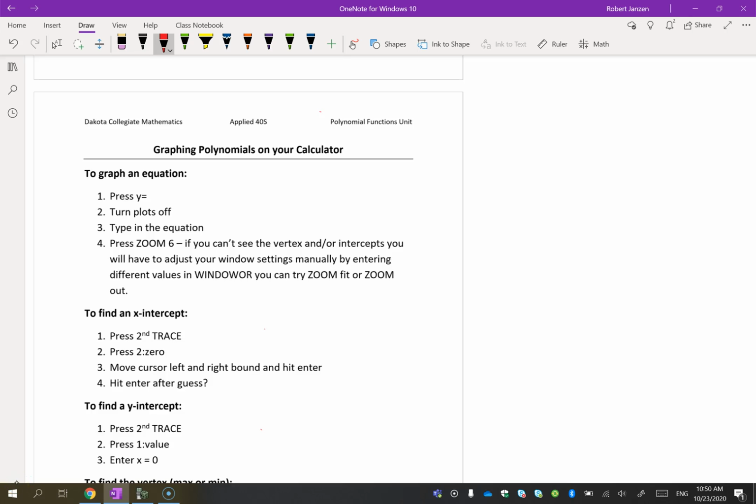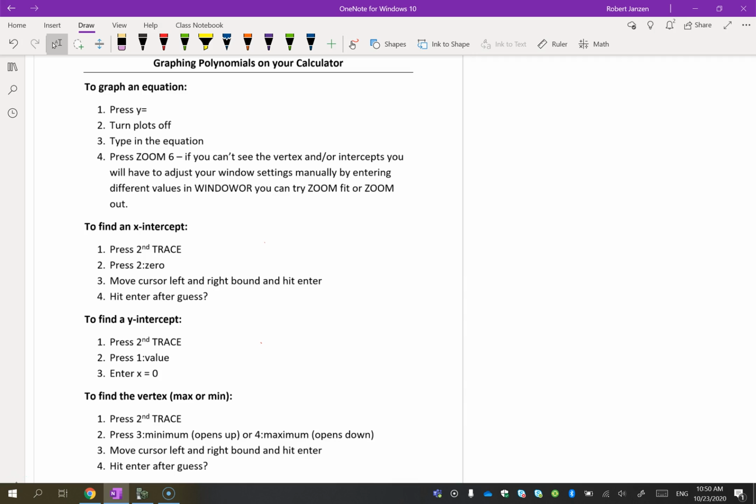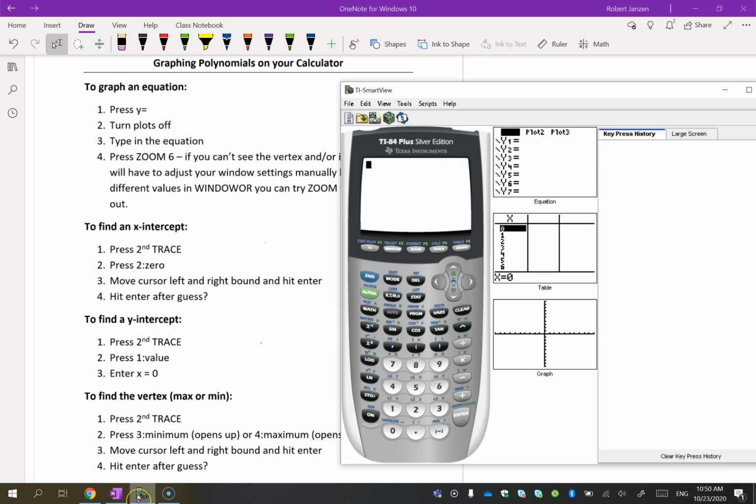So the unit on polynomials, we're going to begin by looking at how to use our calculator. These are basic instructions for using the calculator, but let me just show you where some of these buttons are. So if you want to graph an equation, you're going to press y equals. That's way up on the top left here. What that allows you to do is graph multiple equations.